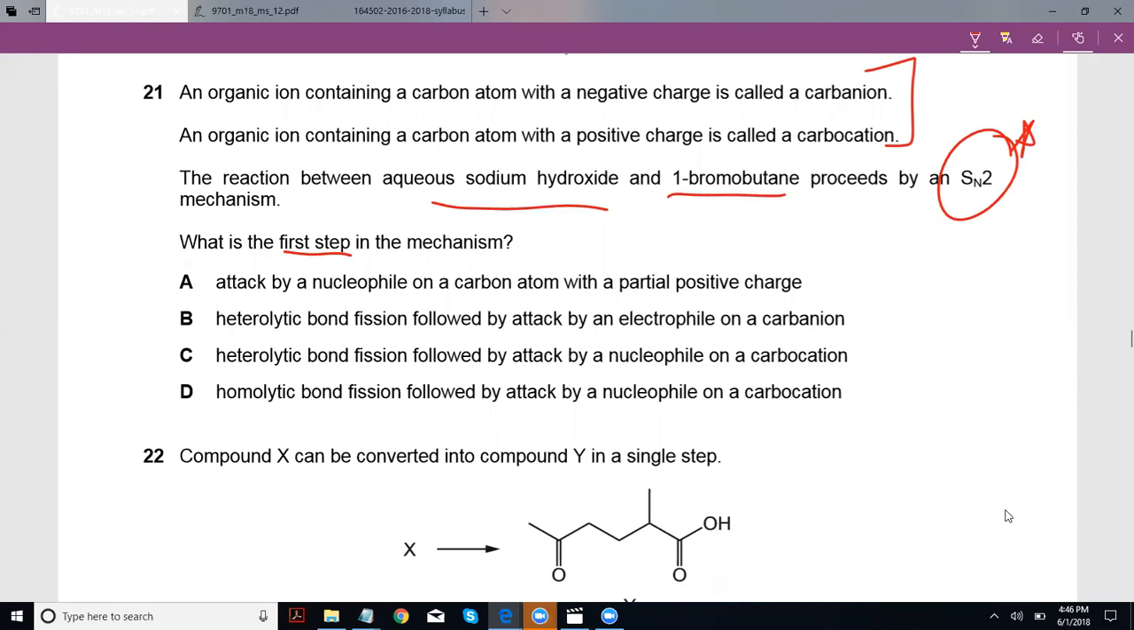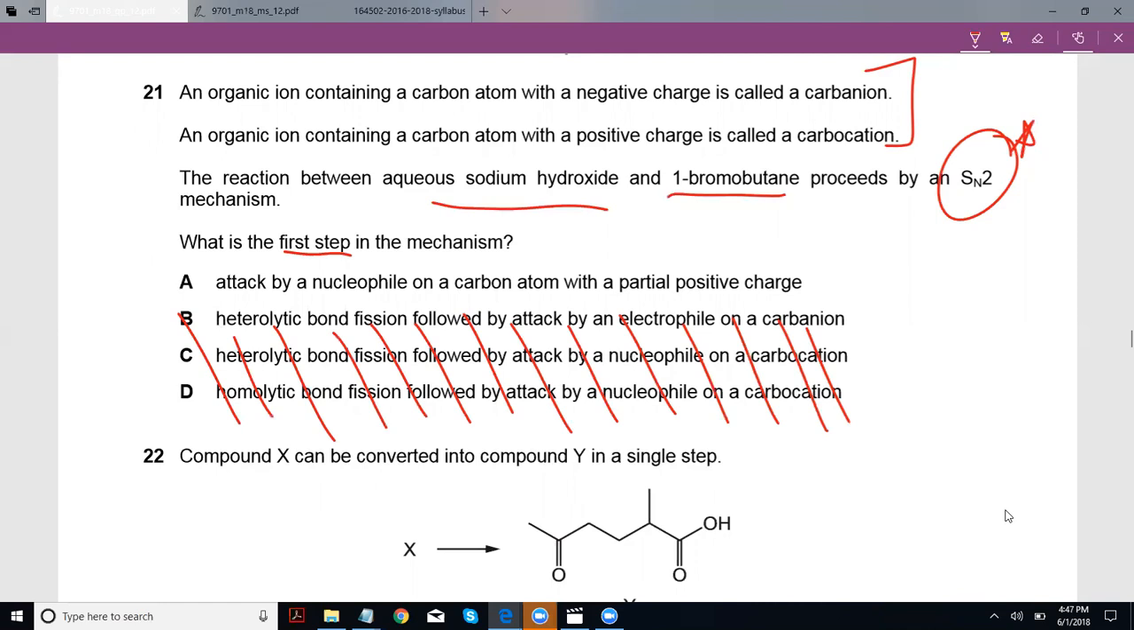Remember, in SN1, which used to happen in tertiary and also secondary, but anyhow, tertiary alkyl halides, there initially used to be the bond breaking to form an intermediate. Here, none of that happens. So you can just pretty much cross out B, C, and D, because the initial thing that happens is not bond breaking.